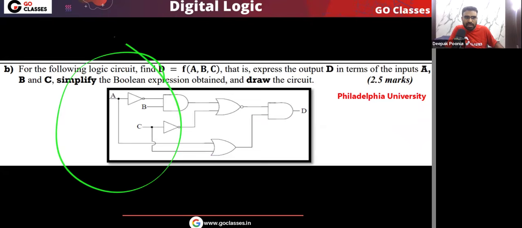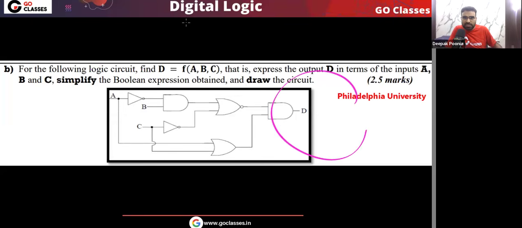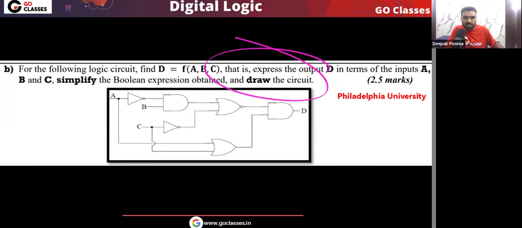The inputs are A, B, C. So this output D is a function of inputs A, B, C. These are the Boolean variables, and D is the Boolean function implemented by this logic circuit. The question says to express the output D in terms of inputs A, B, C, and simplify the Boolean expression. After simplification, you draw the circuit again. So this is a very simple question.